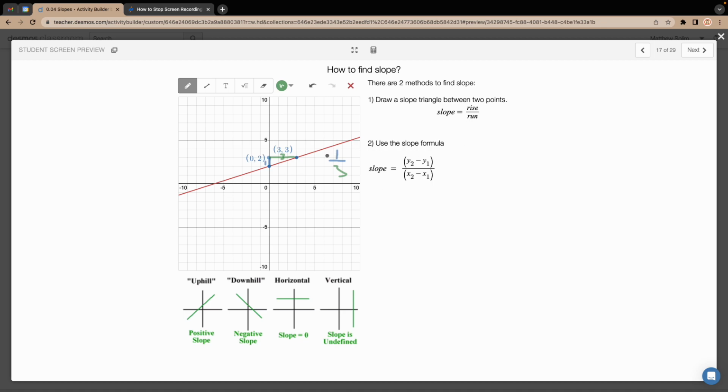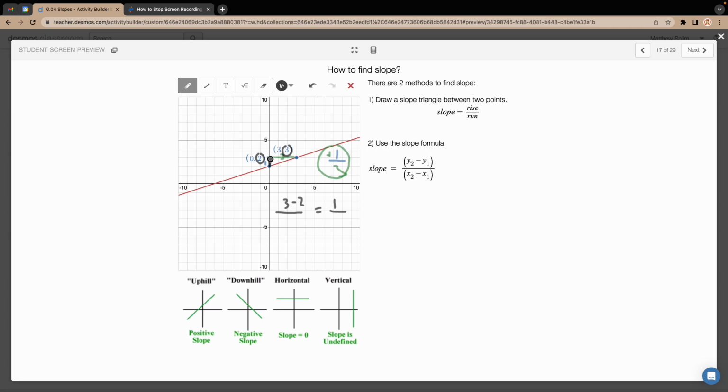The other thing you should always check is just positive or negative. We just did that. As we go left to right, that's increasing, so it is a positive slope. You could also use the slope formula, which is y2 minus y1 divided by x2 minus x1. Just to show you how this would look, I'm going to use the same graph and the same two points. When we do y2, 3 minus y1, 2, notice that 3 minus 2 is just 1.